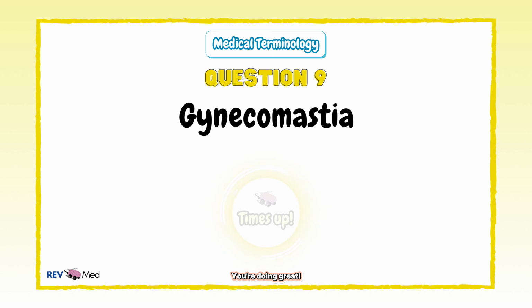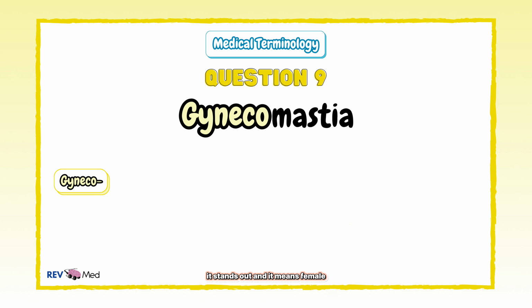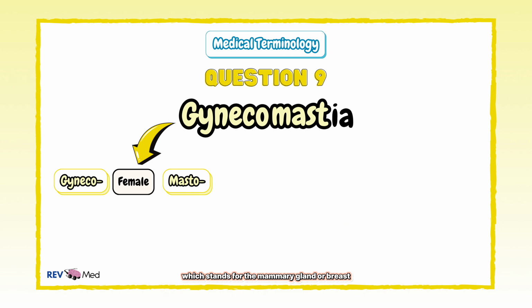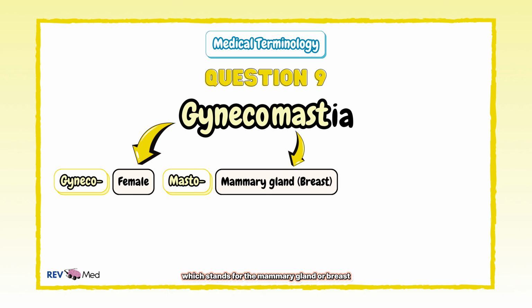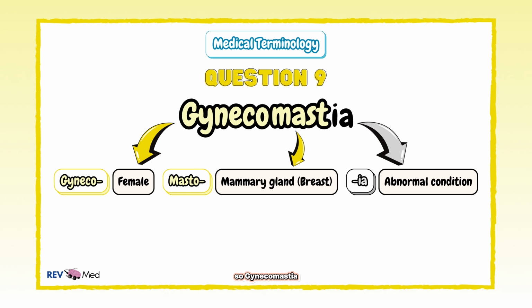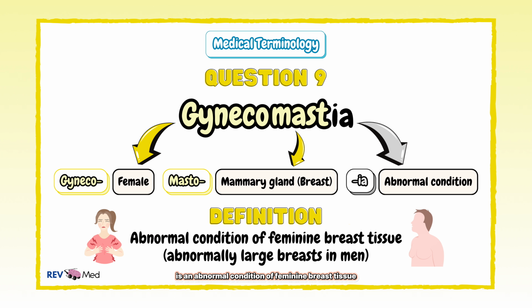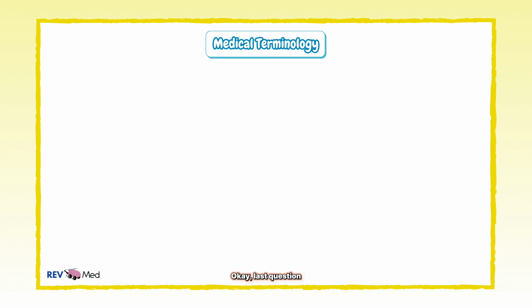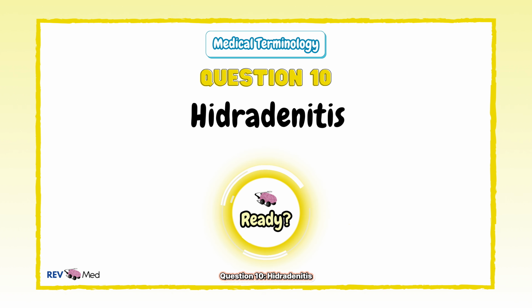You're doing great. Gyneco, it stands out and it means female. We also have mast in this term, which stands for the mammary gland or breast. And the suffix ia just means abnormal condition. So gynecomastia is an abnormal condition of feminine breast tissue or abnormally large breasts in men. Okay, last question. Question 10. Hidradenitis.